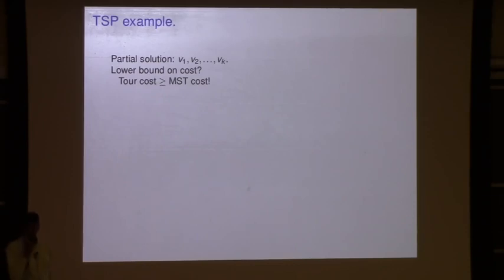Quick question, in this case, wouldn't the tour cost be strictly greater than MST cost? Because the tour would have to be a cycle, rather than the MST has to be a tree. Yeah, it has to be greater than or equal to, but the or equal to doesn't need to be there. Okay, fair enough. Unless there's zero cost edges, but yeah.